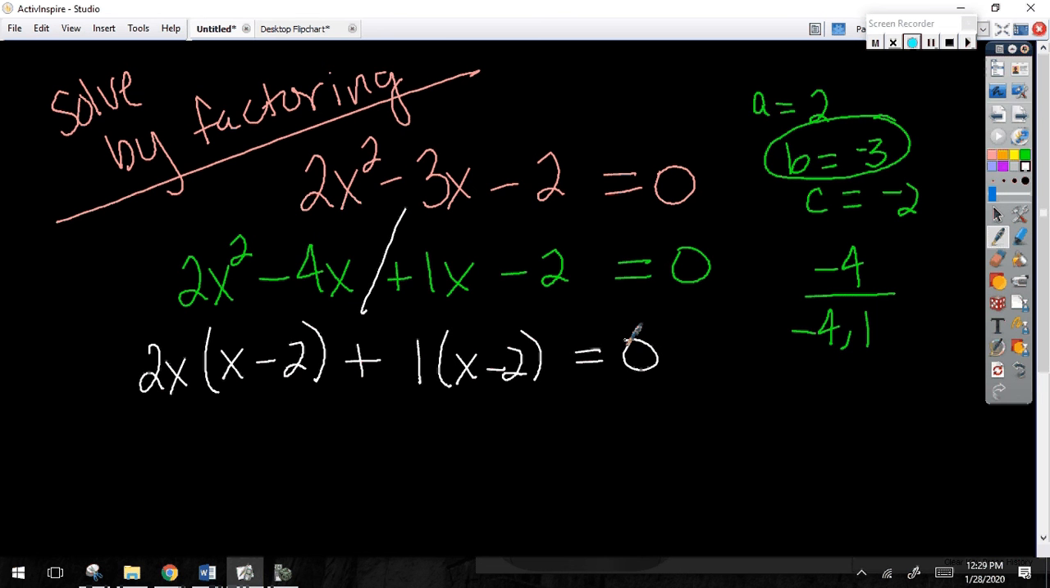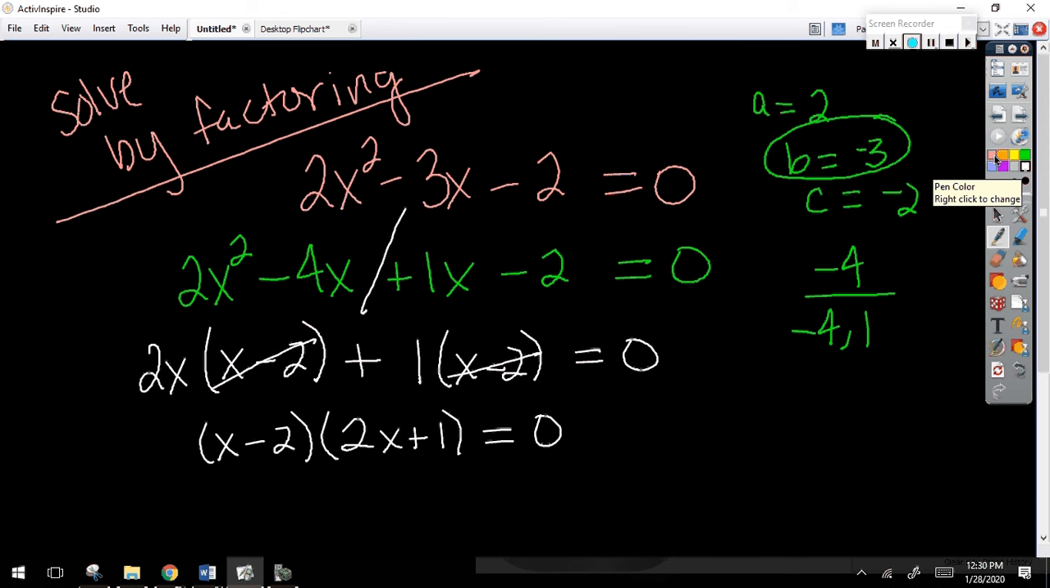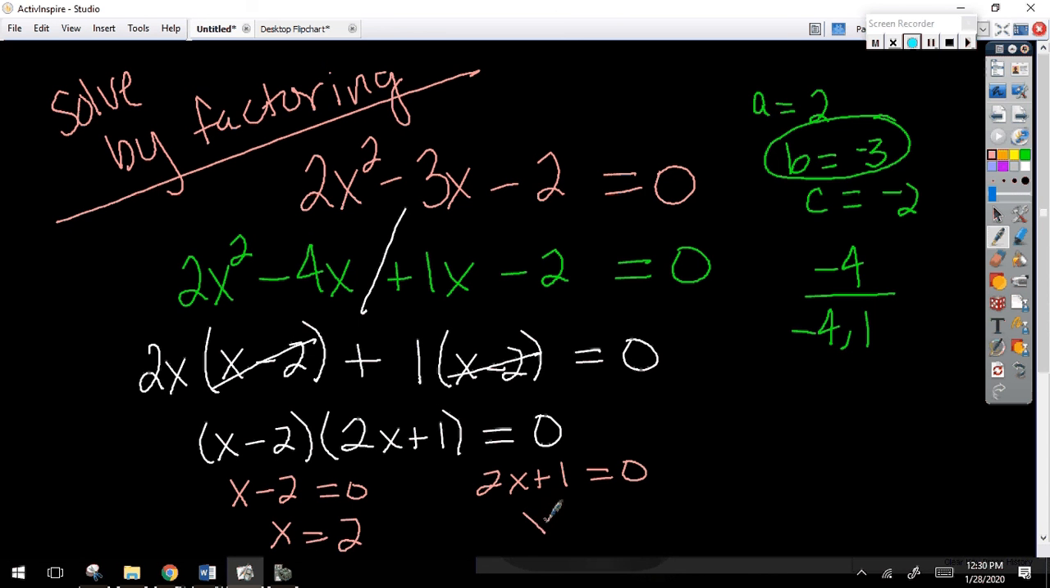What do they share or have in common there? So I got x minus 2, and what's left? Can you solve it from there? Sure you can. I do x minus 2 equals 0. I do 2x plus 1 equals 0. What does x equal here? What does x equal here? Yep, -1/2. You'd subtract 1 and then divide by 2.